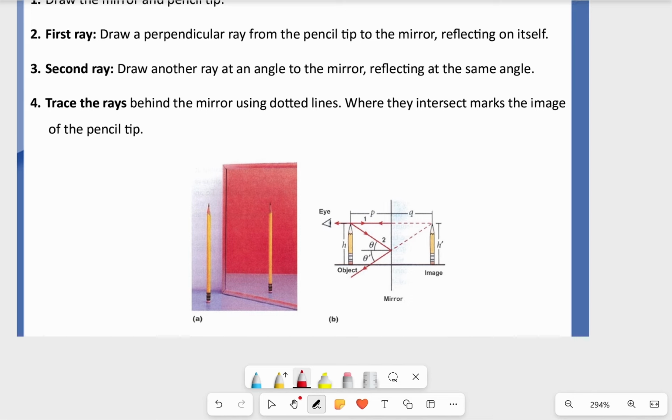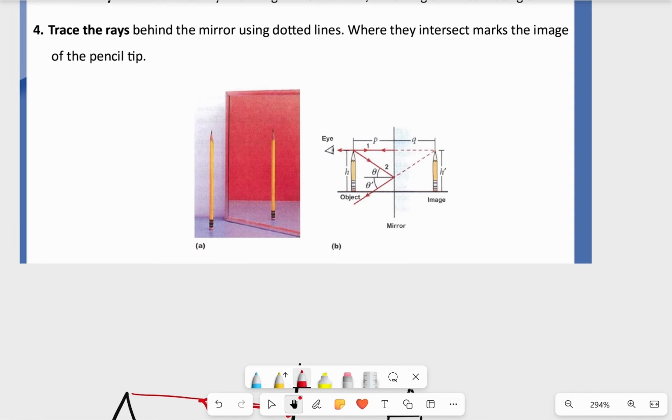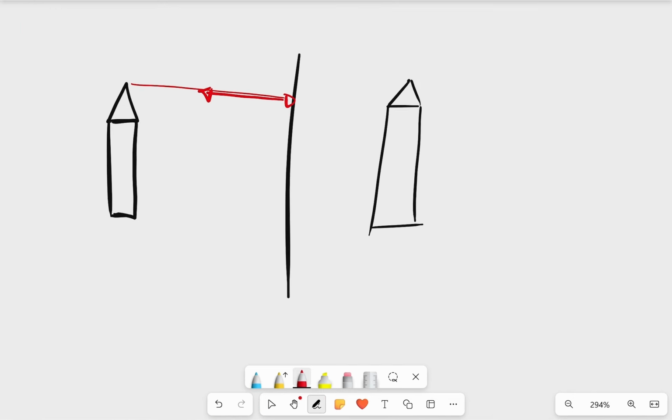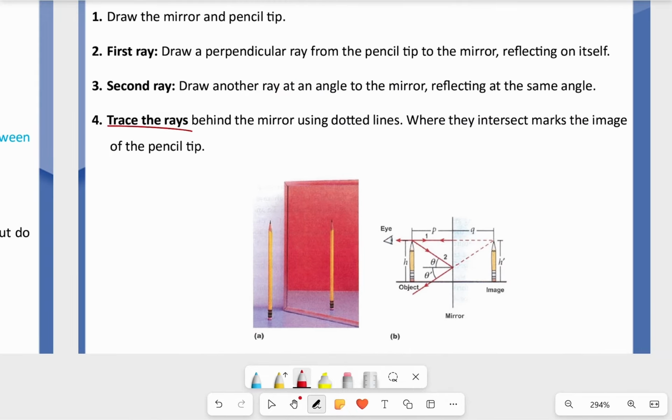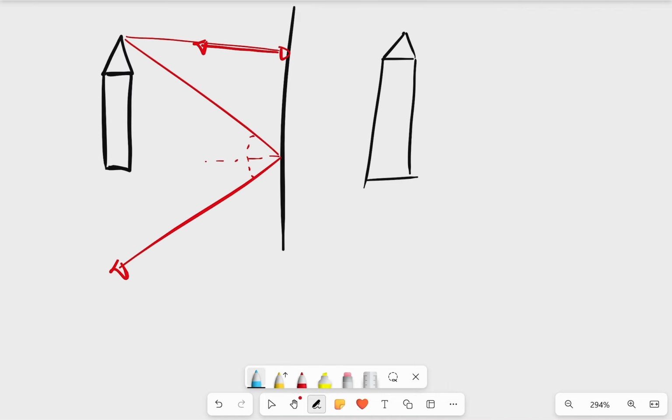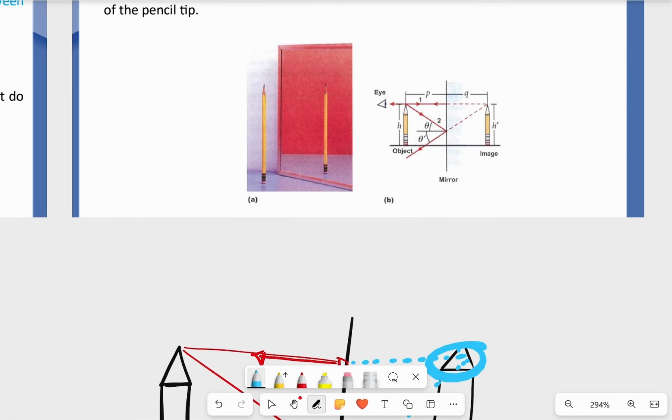Then draw the second ray at an angle to the mirror, reflecting at the same angle. Since this is going to be a specular reflection, my ray is going to have the same angle. So this is the angle here. And the fourth instruction says trace the rays. So we're going to trace the rays and make a dotted line. So this is the ray here, then trace this to the tip. So this is basically the image formation of the tip of a pencil.